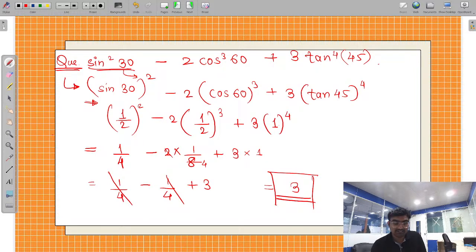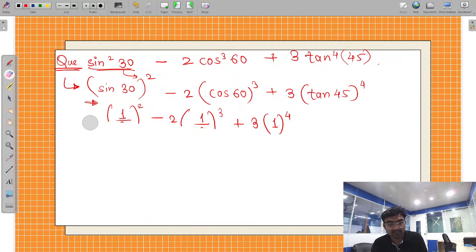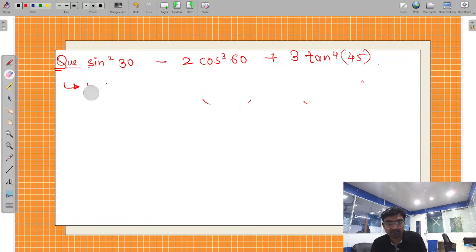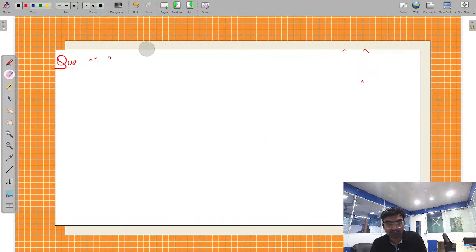Got it? It's easy, right? If you have the trigonometric table, all you have to do is just put those values from the table in the actual equation. Got it? Good. So this was the first question. Hope you understood it. Fine, let's move on to the next question then.